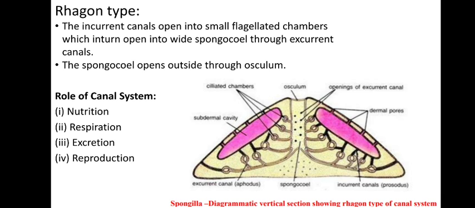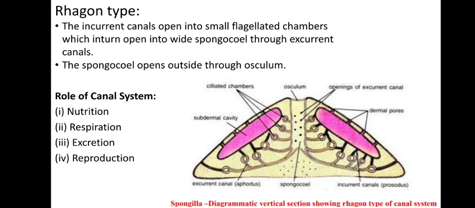It also helps in respiration. Oxygen and carbon dioxide are exchanged between the cells and the water, the water present in the spongocele in case of ascon type, or the water present in the flagellated canal and chamber in the other two types. So direct diffusion takes place. Excretion: waste material is also thrown out through the water flowing through the canal system.